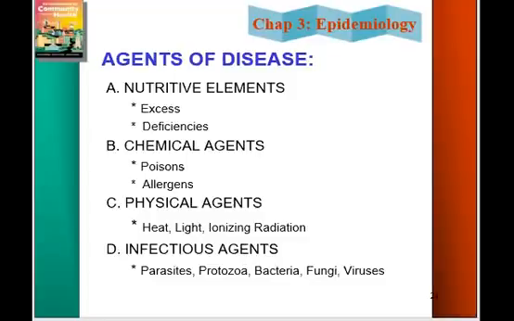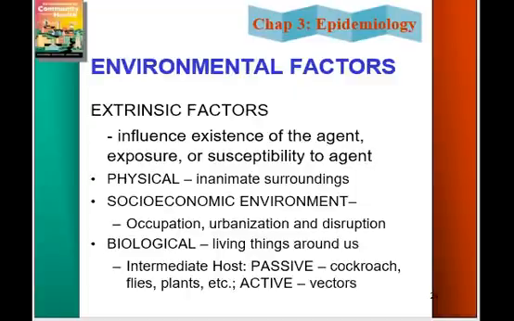Okay? Then the third component, we have the environment. So we have here the factors under the component environment, and these factors are said to be extrinsic factors. And these extrinsic factors, class, can affect now the agent and the opportunity for exposure of the host to the agent. So what are the examples of these extrinsic factors that we are talking about?